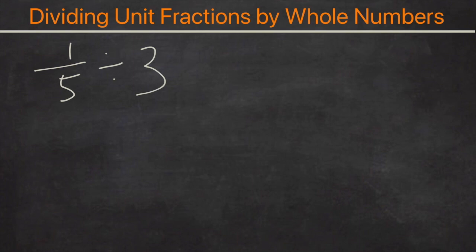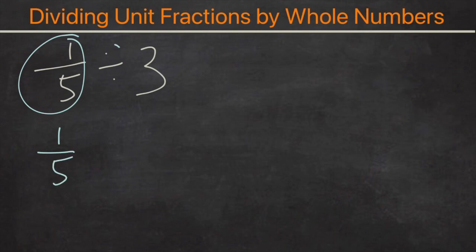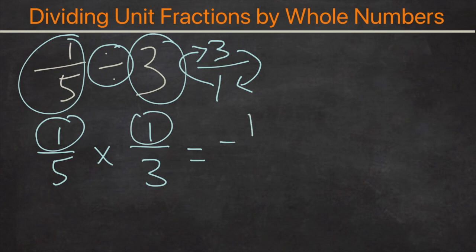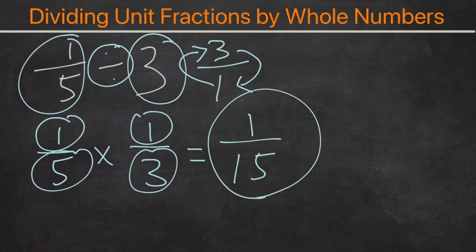Hopefully, you've used the method of keep, switch, and flip, and kept 1/5, switched division to multiplication, and converted 3, which is 3/1, and that becomes 1/3. Then you cross multiply and got the answer 1/15. If you got 1/15, then you've mastered this lesson.